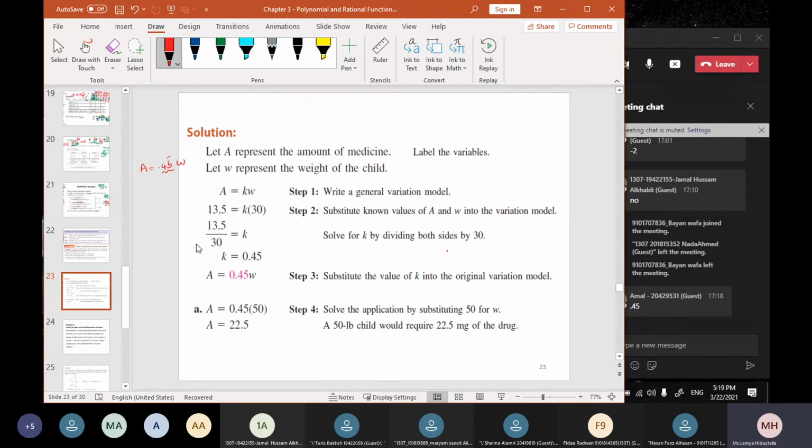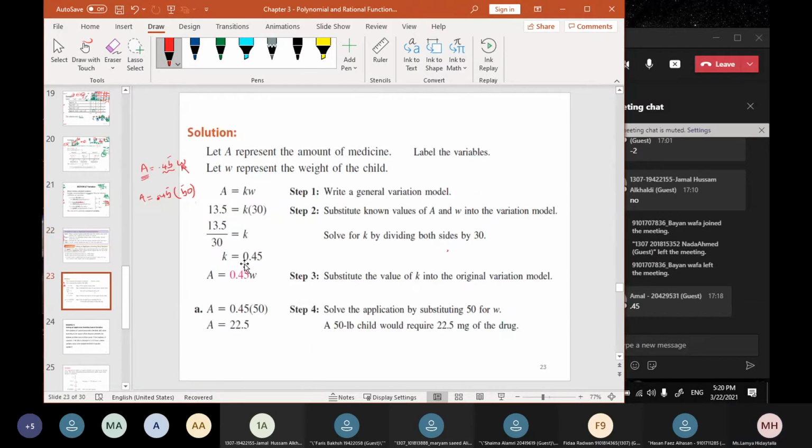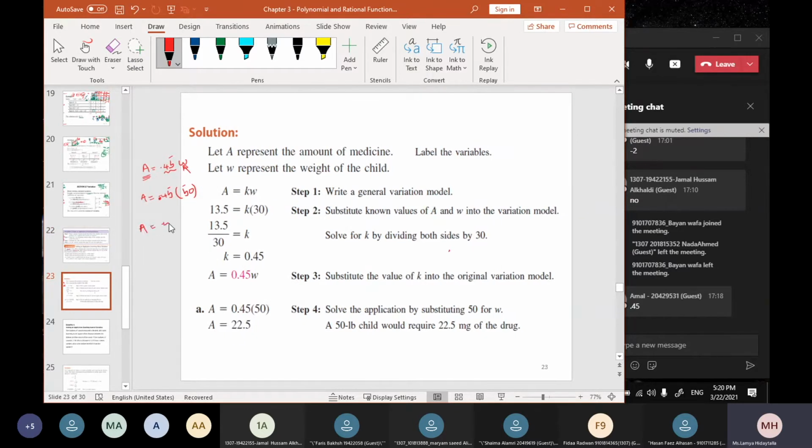Done. And now after that, he asks you to find the amount that is needed if the child weight is 50. Easily, I substitute 50 for the weight. So the amount is equal to 0.45 times 50. We multiply this times that and we get the amount. And then after that, he asked us to find it for the case of 60. So the amount needed is equal to 0.45 times 60.